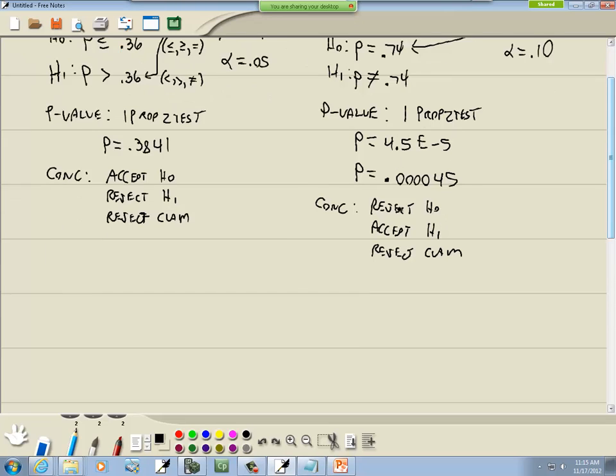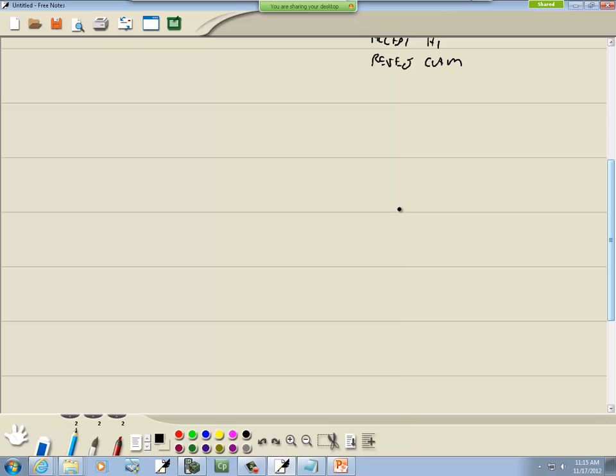P-value approach is very nice if you have technology that gives you the p-value. If you have to find it by hand, sometimes that can be very cumbersome.